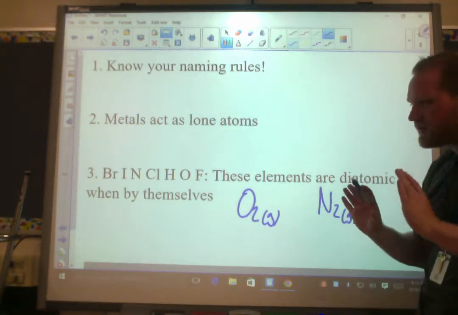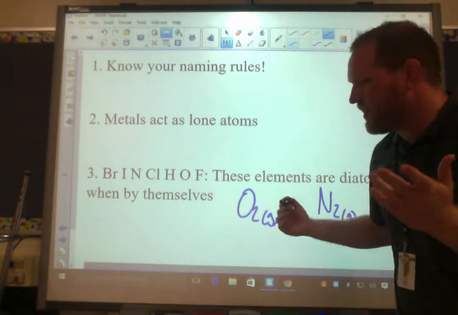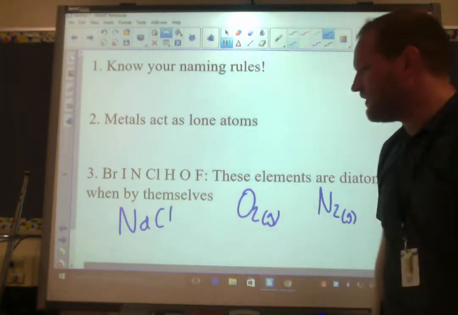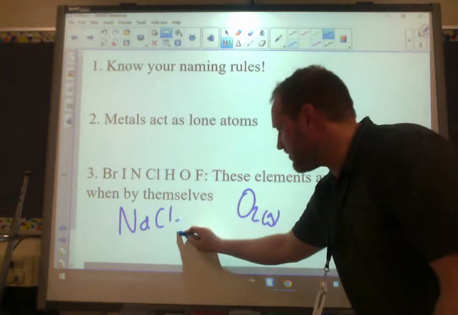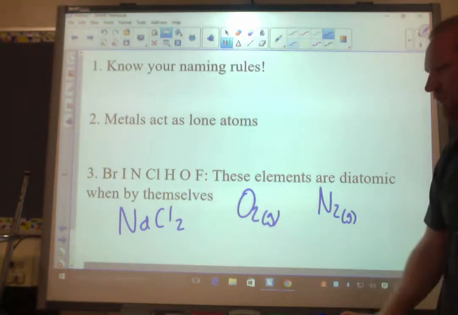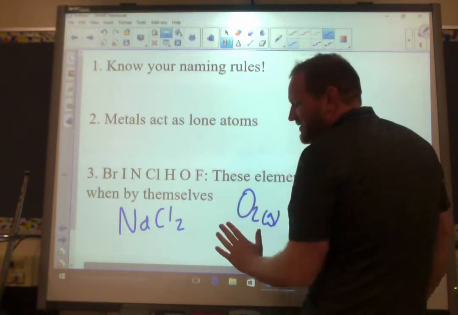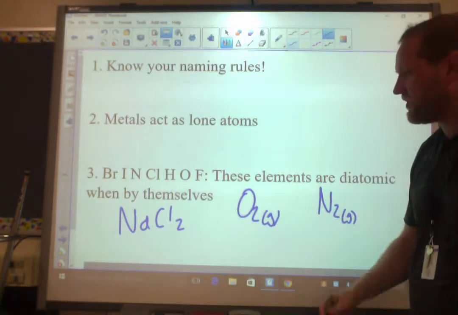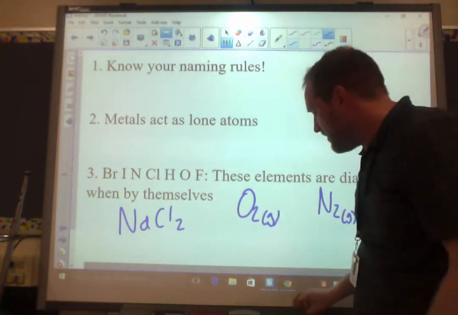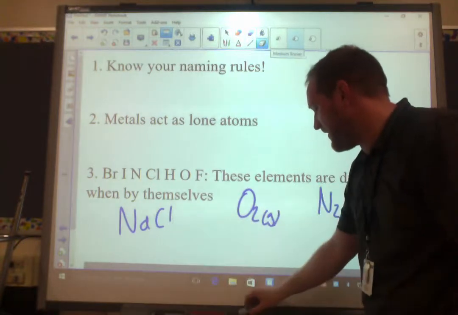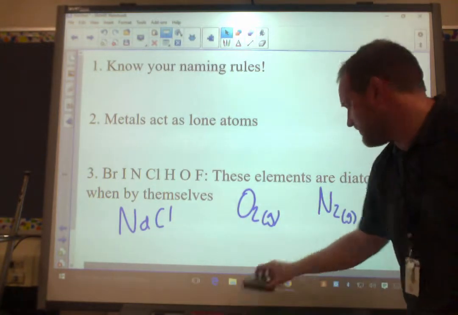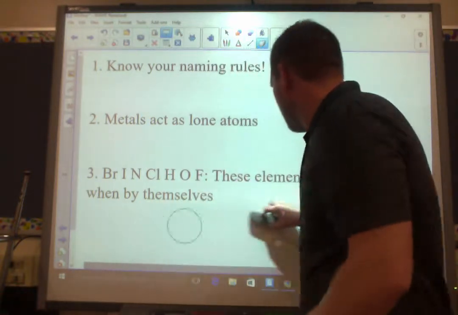Now, don't think they're always going to be paired. For example, if you have sodium chloride, you all knew this coming into chemistry, that's still NaCl. It's not going to be all of a sudden NaCl2 because it's a Brinclhof. No. Only when the chlorine is by itself as a sample of just chlorine, which in this case would be a gas, then it would be Cl2 gas. But sodium chloride is still NaCl. Aluminum chloride is still AlCl3, only when they're by themselves.